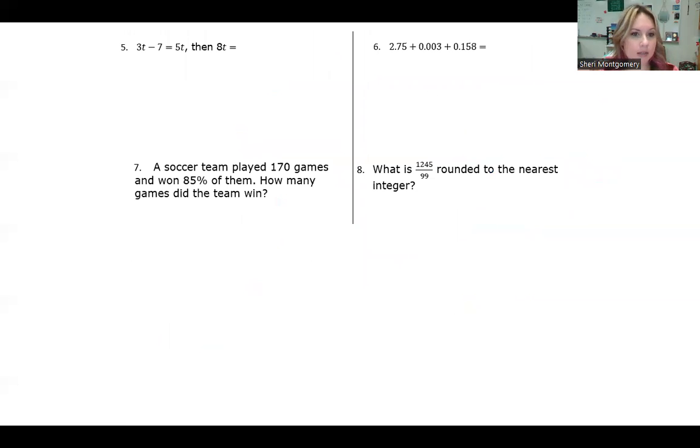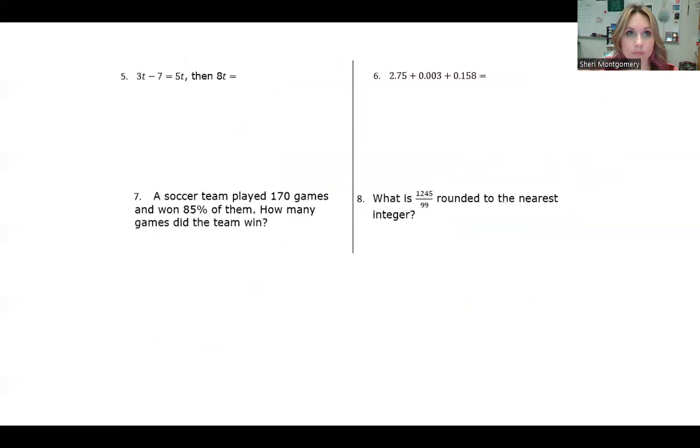The next questions. Question number 5. You have 2 questions like this on the test, so we need to make sure that we know how to do them. It says, if this, then this. So we have to first solve for t. First solve for t. And then we will plug in.